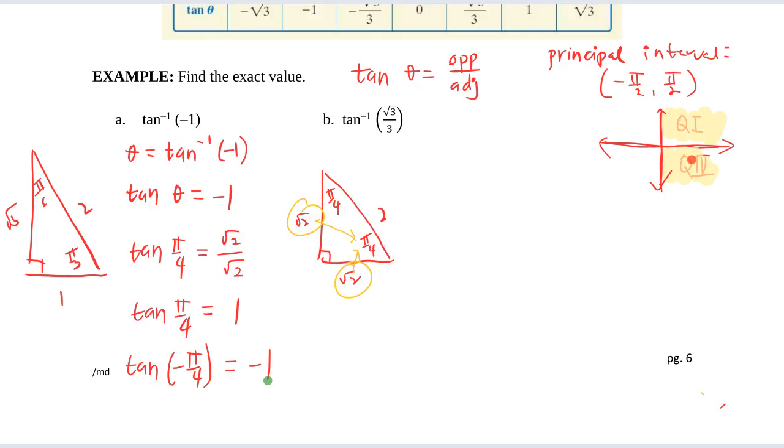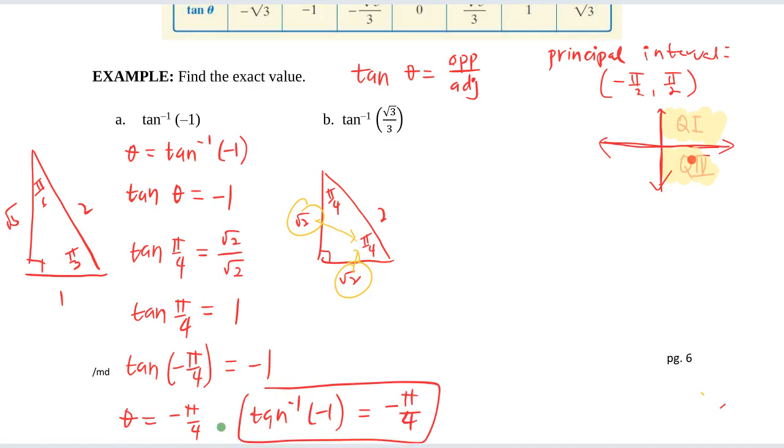We can now say that the angle theta is equal to negative pi over 4, or the inverse tangent of negative 1 is equal to negative pi over 4. Either of these two is how you can write your final answer. That is again the inverse tangent of negative 1.